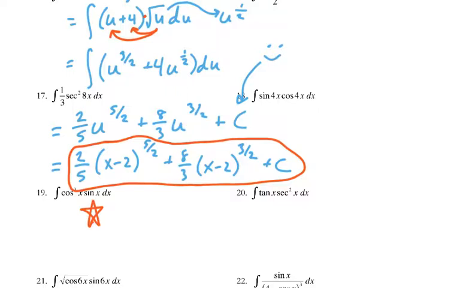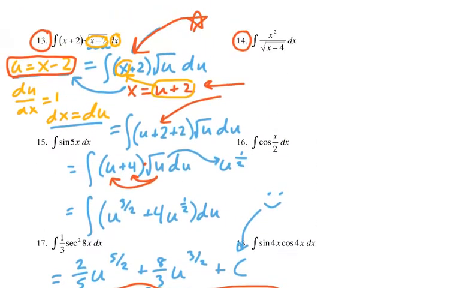But go ahead and give it a try and see if you get the original back out if you take the derivative. But this is the answer for number 13. All right, why don't we move on to number 14?